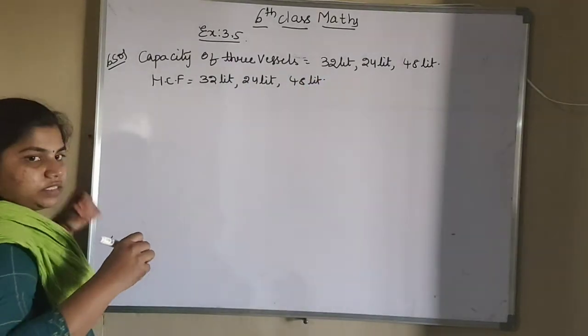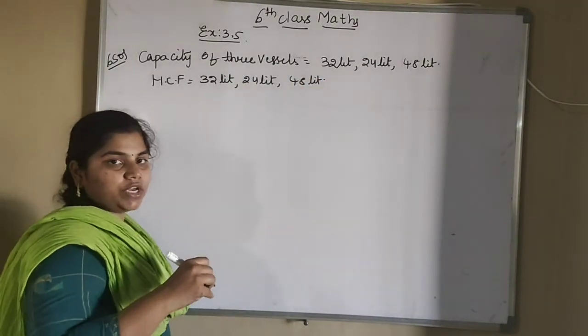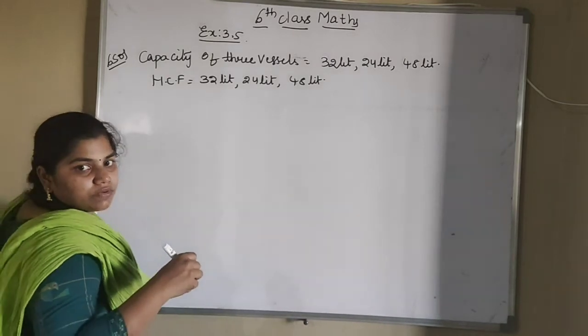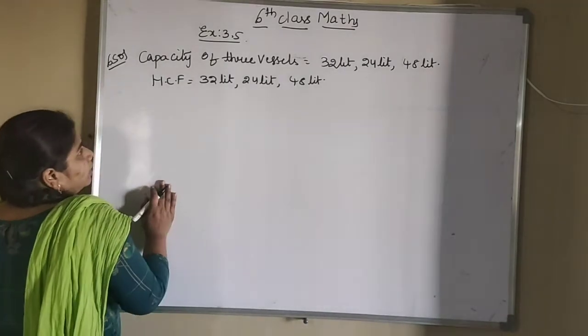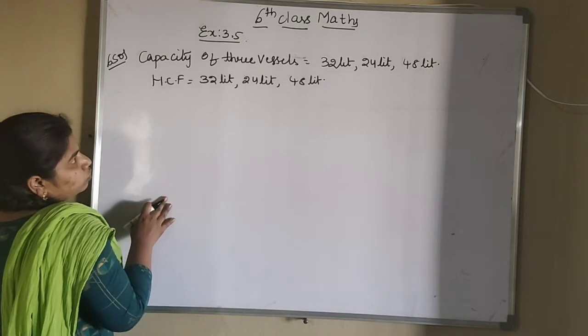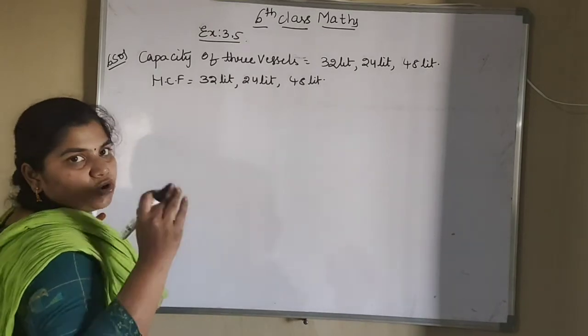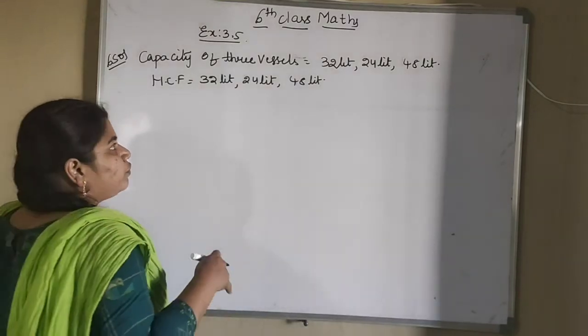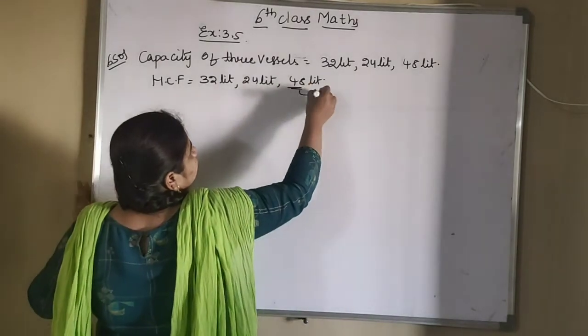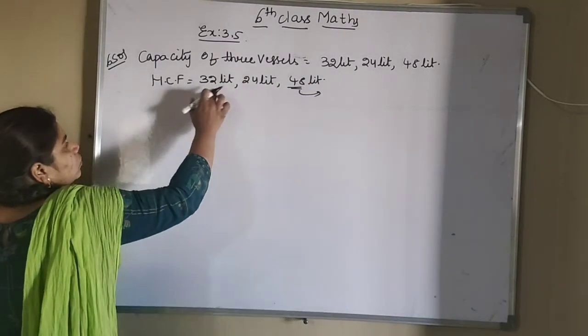So how to do the HCF? By using prime factorization you can do, and also by using the long division method you can do. So I am applying long division here. So how to do? We have to go from ascending order. Ascending order means smaller values we have to take first. This is the largest one. We will solve this afterwards. First we will solve these two.